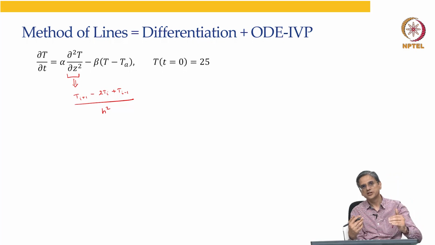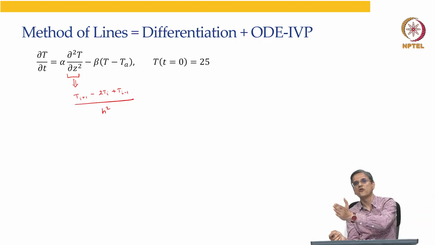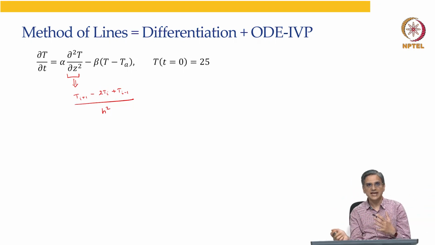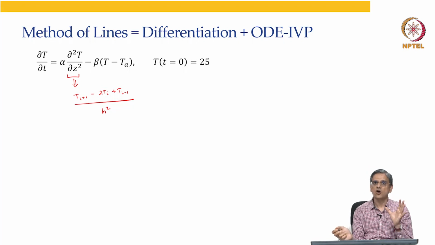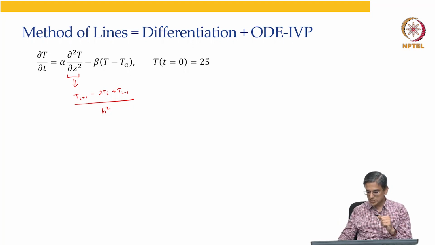That set of ordinary differential equations was an ODE IVP, initial value problem in time. Okay, so we started at t equal to 0 and used ode45 or ode15s to move forward in time. So the method of lines was nothing but a combination of numerical differentiation with ODE initial value problems. So these are the two examples that we have already covered in the previous weeks.